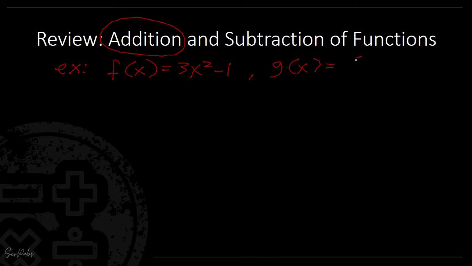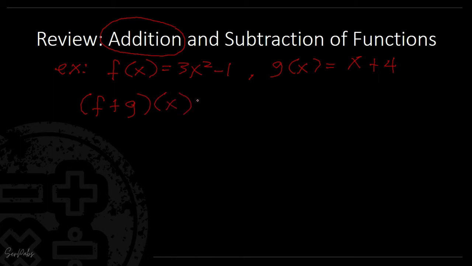Unahin nating i-review si addition of functions. Example, meron tayong given functions na f of x equals 3x squared minus 1 at g of x equals x plus 4. So, find for f plus g of x.